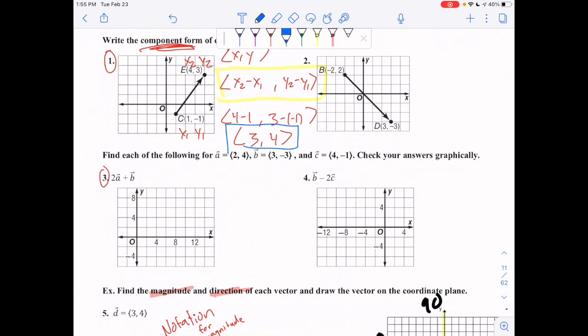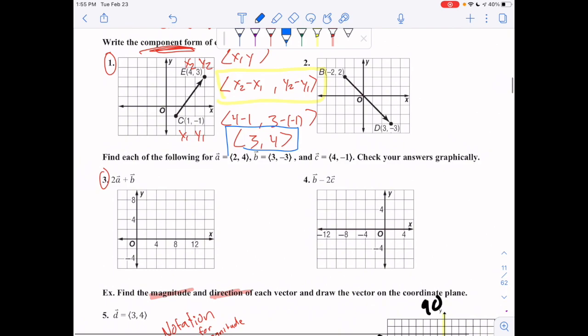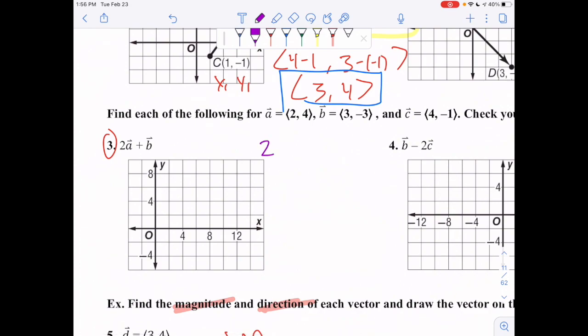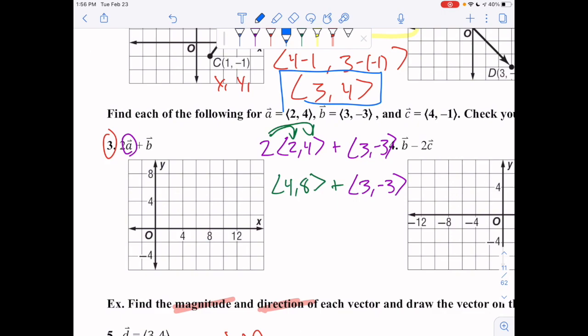For number 3 here, find each of the following. Vector A is that, vector B is that, and vector C. Check your answers graphically. So here's how you do it algebraically. It's literally just like algebra. So you have 2 times vector A, right? In this case, what is my vector A? Vector A is 2, 4. Plus, what's my vector B? 3, negative 3. Okay? You literally distribute this, so that's a fair move. 4, 8. Plus 3, negative 3. Now you have to add this component-wise. So you add the x's, 4 plus 3, 7. You add the y's, 5. Okay, so that would be your final answer.